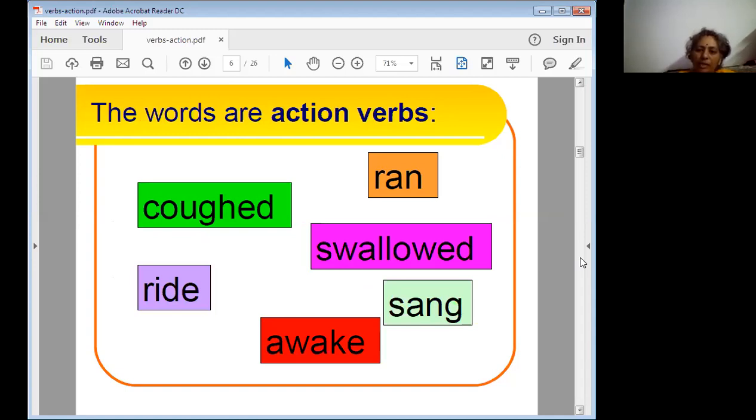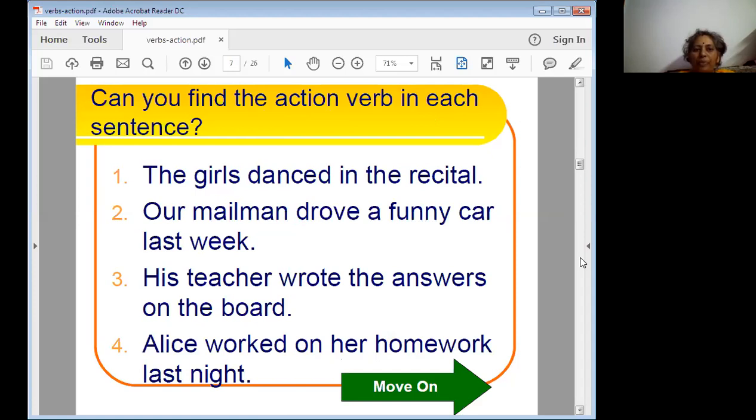Now see the action verbs: cup, ran, swallowed, sang, awake, ride. Can you find the action verb in each of these sentences? Read and identify. The girls danced in the recital. Our mailman drove a funny car last week. His teacher wrote the answers on the board. Alice worked on her homework last night.